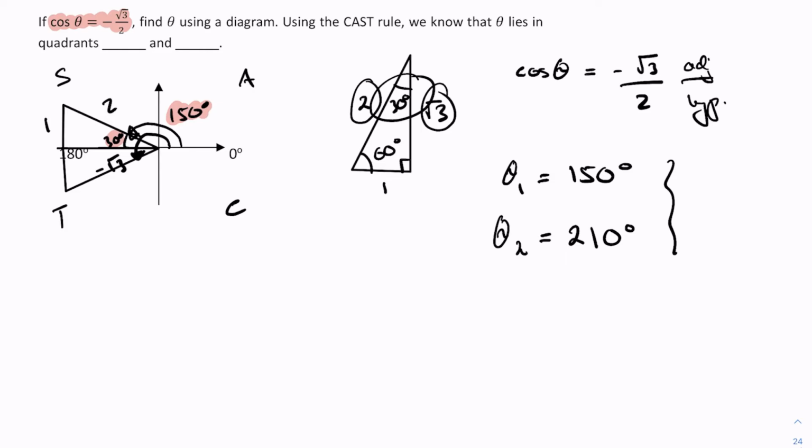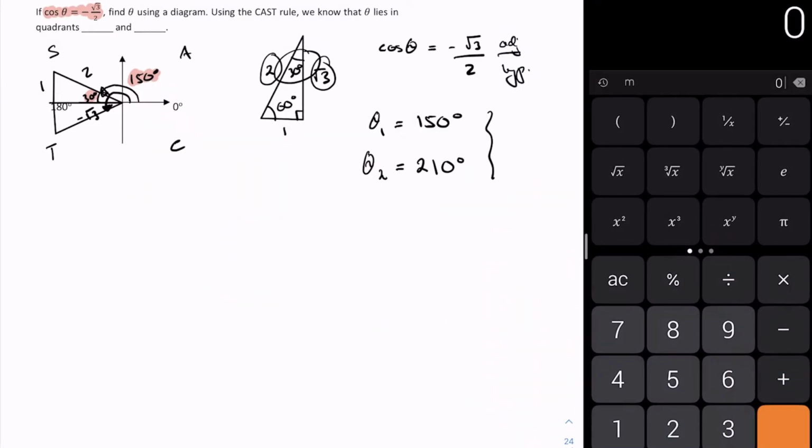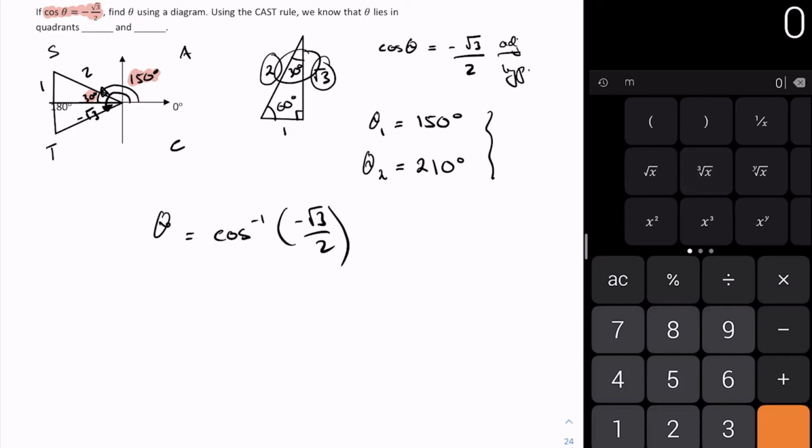But speaking of which, let's try doing this with a calculator. So I'm going to pull up my calculator here, and let us do the inverse. So theta is going to be cos inverse of negative root 3 over 2. So let me do that here.